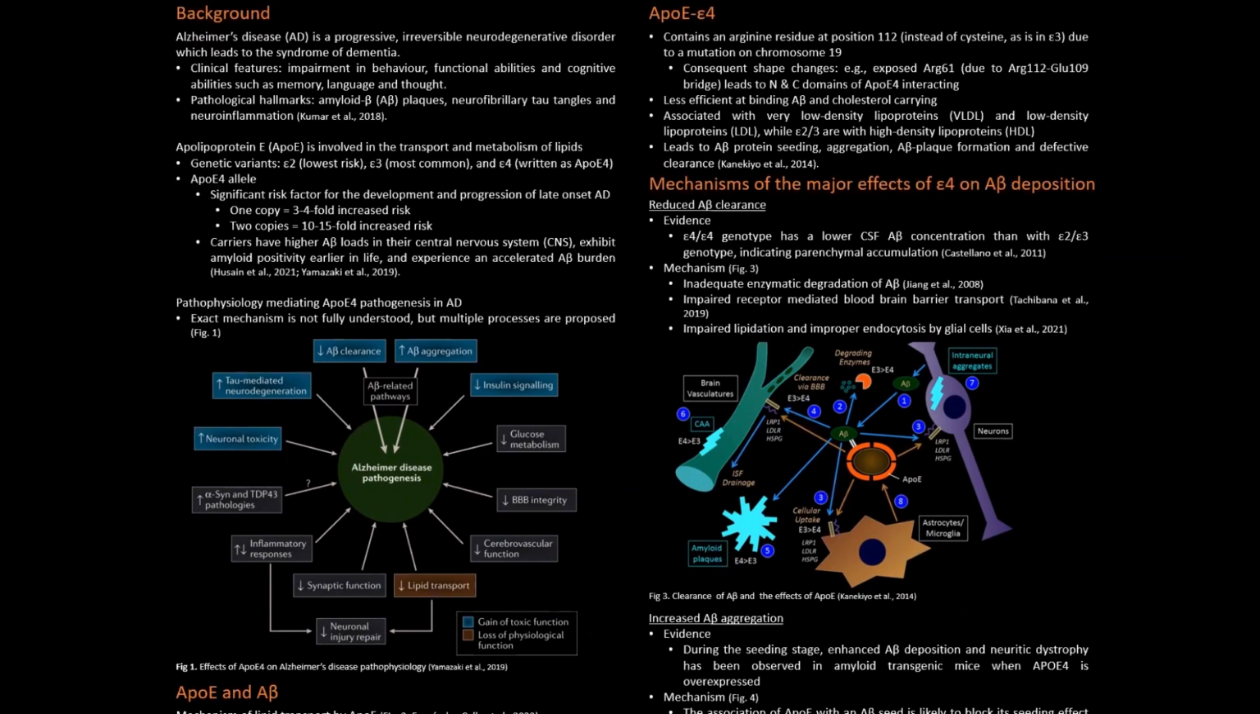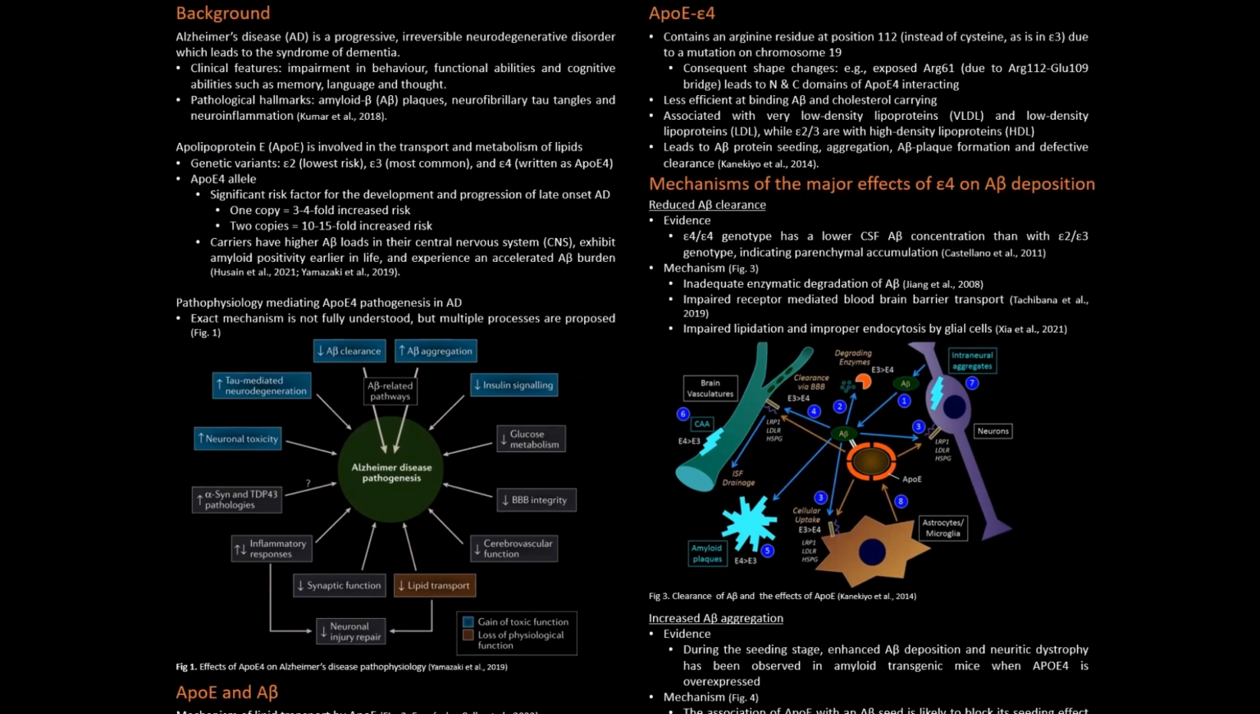For example, a shape change in the ApoE4 exposes arginine at position 61 and leads to greater interaction between the N and C terminals of the protein. Functionally, ApoE4 is a poorer lipid carrier and forms larger co-aggregates when binding amyloid beta. It has more associations with VLDL and LDL receptors. It also leads to amyloid beta protein seeding, aggregation, and plaque formation and defective clearance.